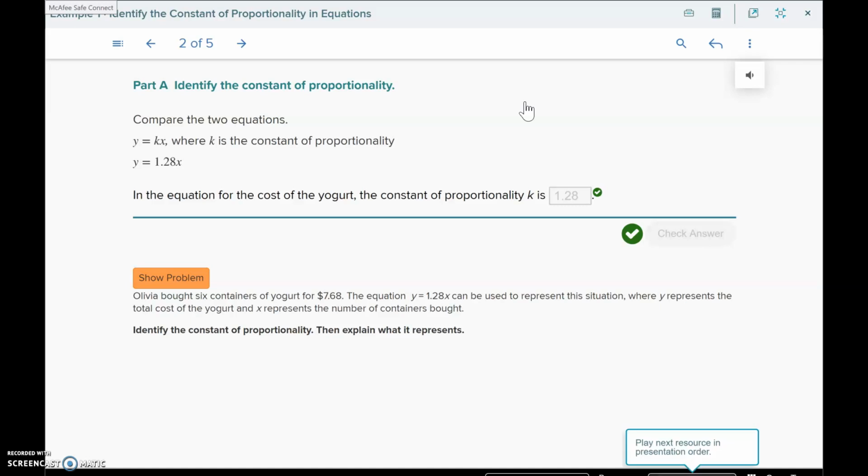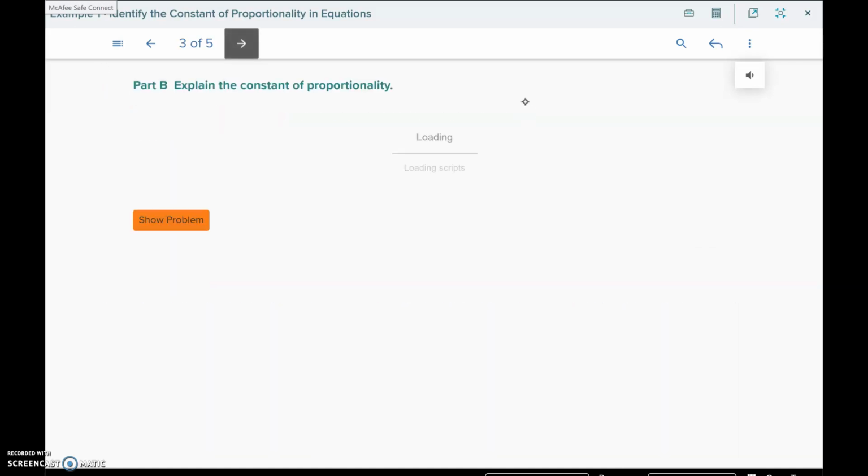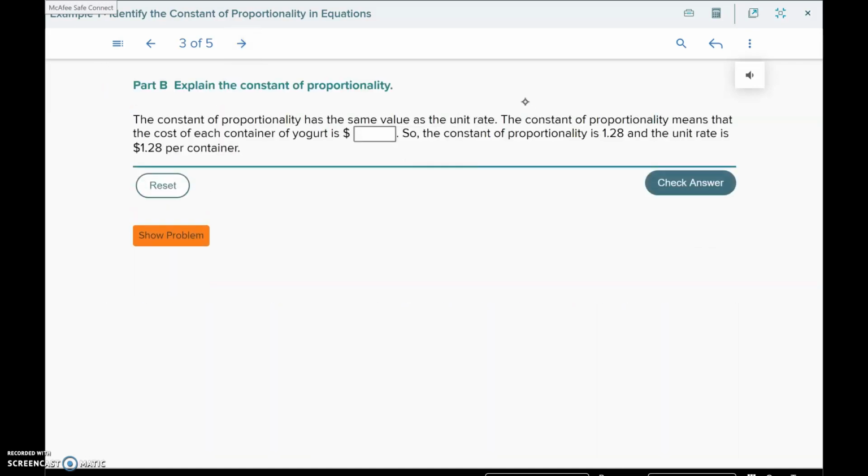So the constant of proportionality has the same value as the unit rate. The constant of proportionality means that the cost of each container of yogurt is then what? Well, it's going to be $1.28. So the constant of proportionality is 1 and 28 hundredths, and the unit rate is $1.28 per container.